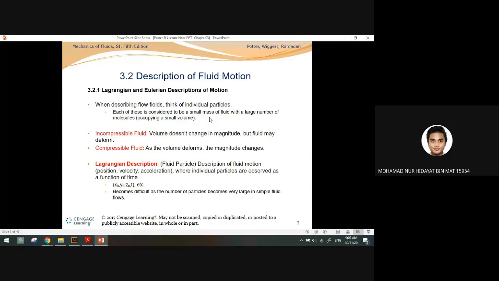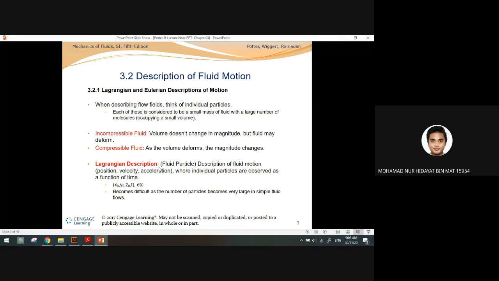So when people ask you what types of fluid motion description there are, there are two, which are the Lagrangian and Eulerian descriptions of motion. So when describing the flow field, think of the individual particle. So here, what is the Lagrangian description? All right, we start with the Lagrangian description.